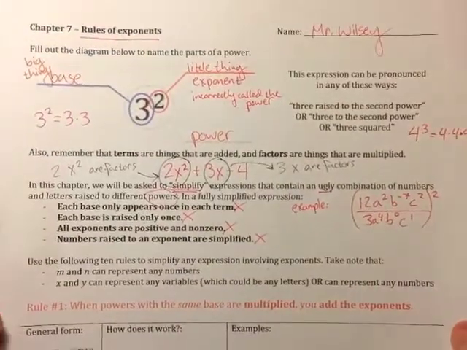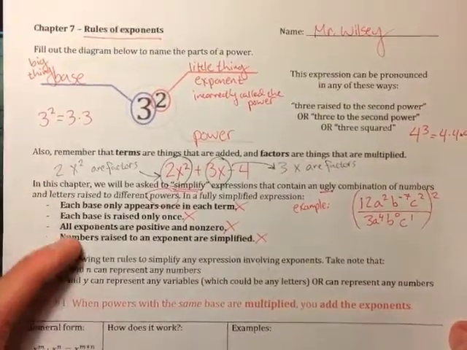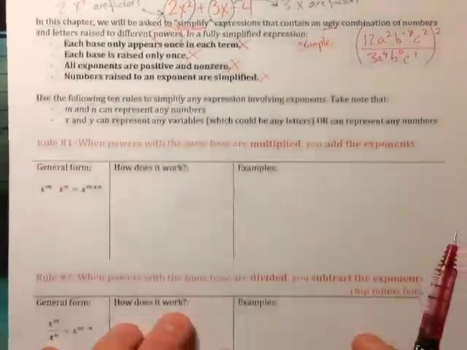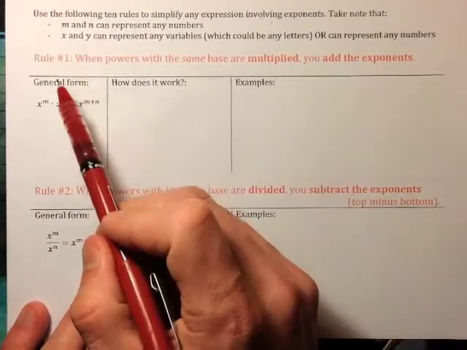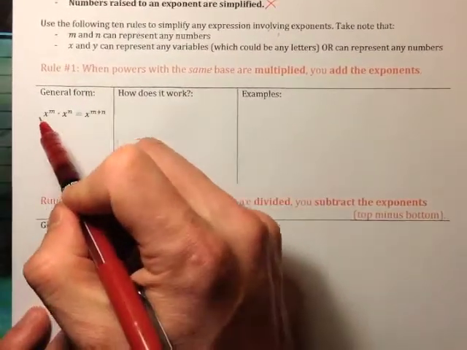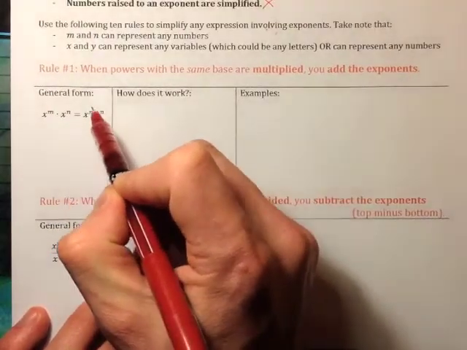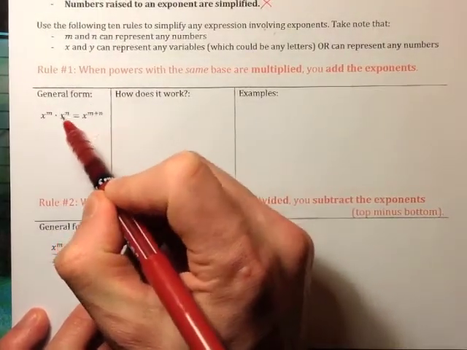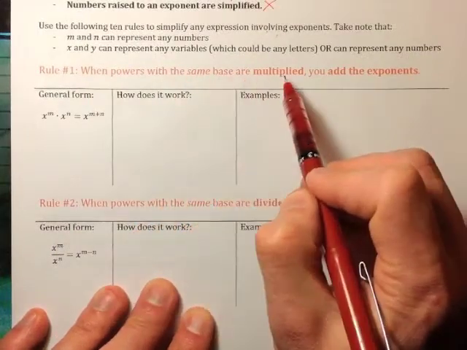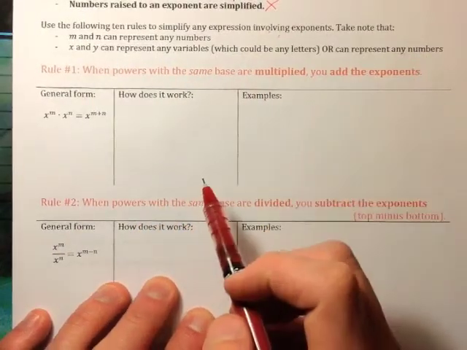That may seem like a lot of rules, but you don't need to memorize them. If you just learn them, then they will become second nature to you. So let's look at the first rule here. This rule you are probably familiar with. Let me show you why. Now this is the general form of the rule down here as a mathematical form. Let me read you what it means. When powers with the same base are multiplied, you add the exponents.